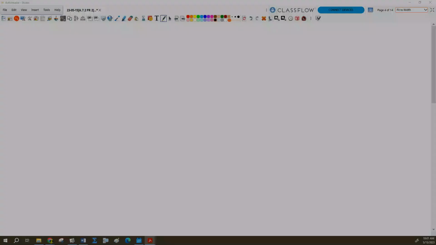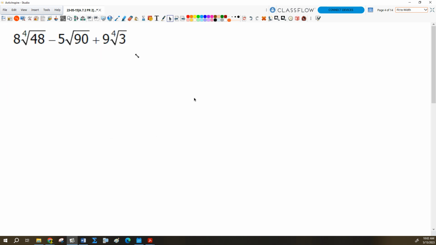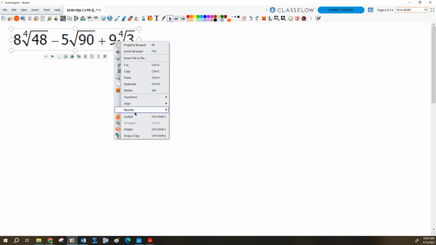Okay, let's try this guy. Ooh, I like this one. Okay, this is going to force you to think about adding and subtracting radicals also. Okay, try that. Now look carefully at those radicals.